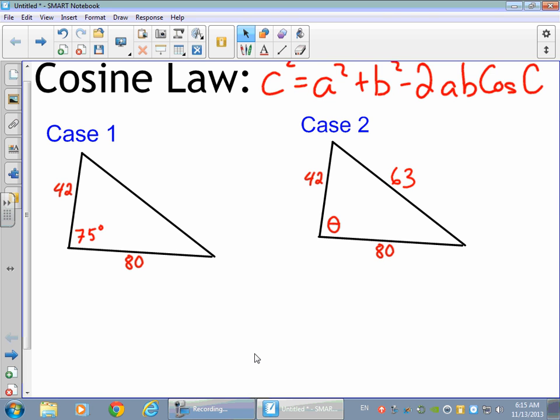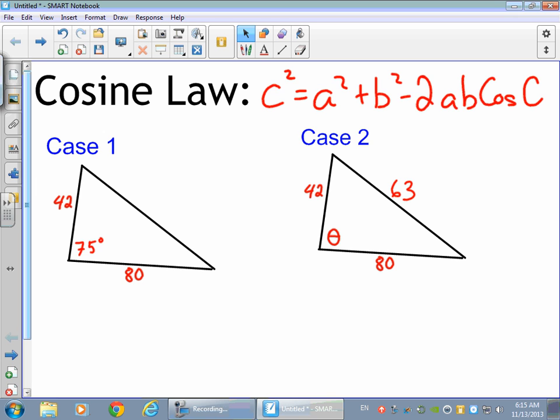Okay, welcome back. I'm going to cover cosine law here today. I'm just going to start with the formula, go through solving problems. As far as the development of the formula goes, I can post that later on if we want to.